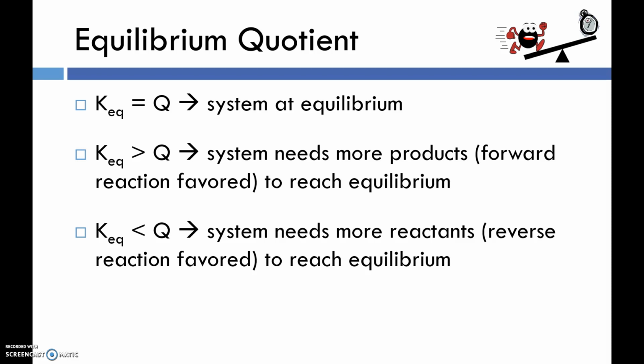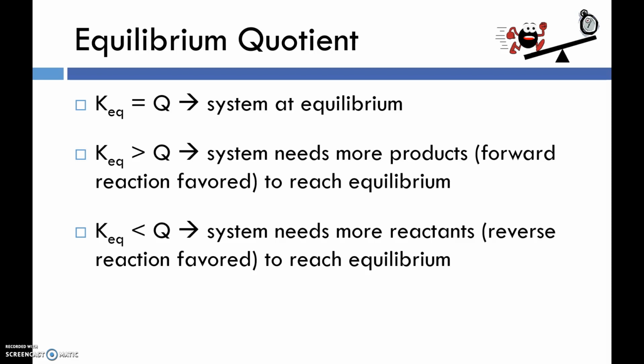A lot of students struggle with KEQ and Q. KEQ, we're always comparing to 1. If KEQ is greater than 1, we favor the forward reaction; less than 1, the reverse; equal to 1, we favor neither reaction at equilibrium.